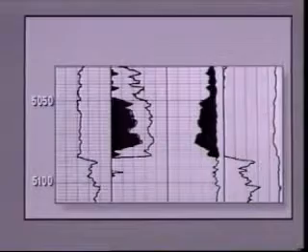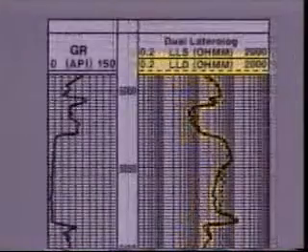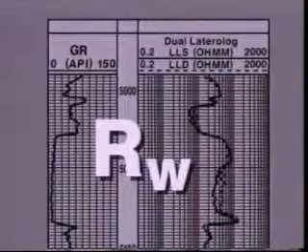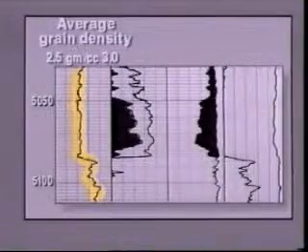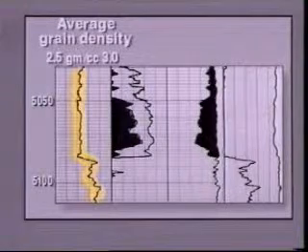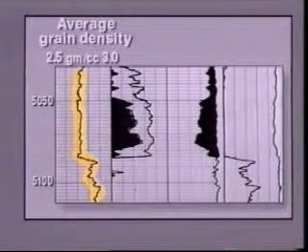This is a computer-generated log of our West Texas example. This general interpretation model uses the density neutron, resistivity, and gamma ray logs, along with information on the resistivity of the formation water. On the left side of the log in track 1, the average grain density of the formation solids is recorded in grams per cubic centimeter.